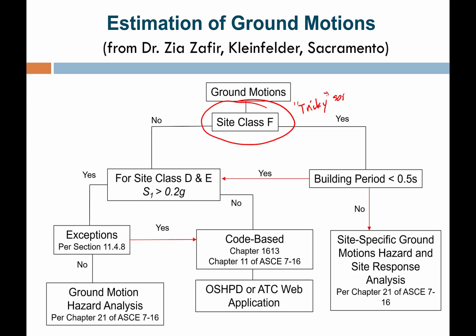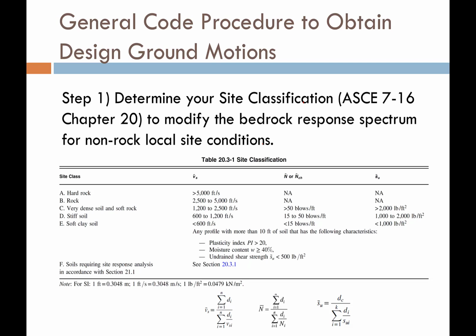So hopefully just this little flow chart here gives you an idea of the flow of decisions that you would make in developing ground motions for design. So let's look at step one. First, you have to determine your site class. And site class is a function of the soil that you have.